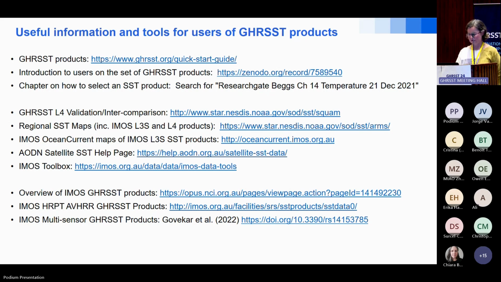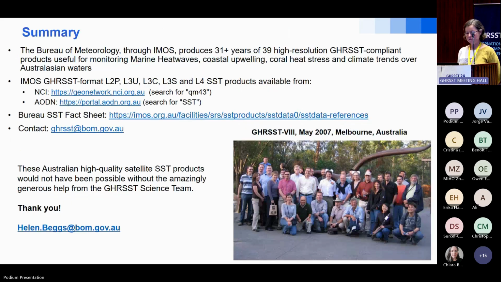Now, this is my last slide. So the Bureau of Meteorology, through IMOS funding, produces 31 and growing years of high-resolution GHRSST-compliant products useful for monitoring all sorts of things like marine heat waves, coastal upwelling, coral heat stress, and climate trends over kind of Australasian waters. Our products are mostly just over the Australian domain and the Southern Ocean domain because that's where we are. You can find them at those links.